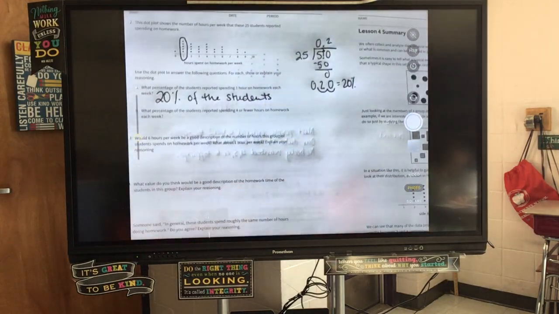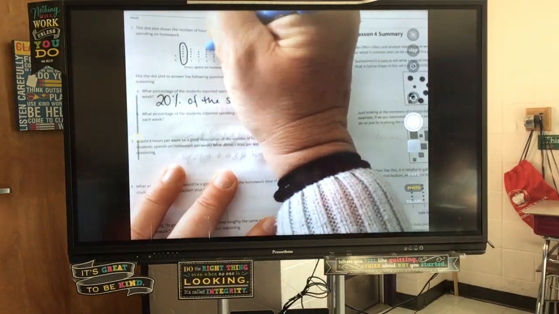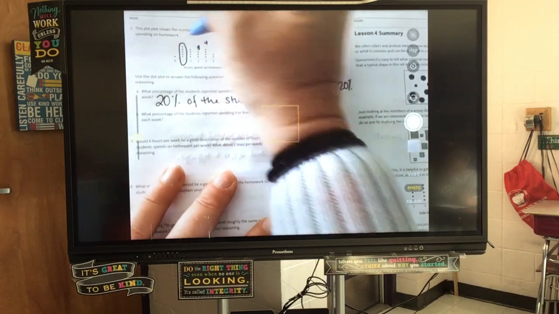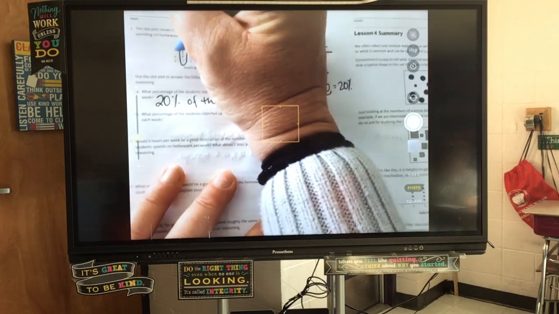Alright, what percentage of students reported spending 4 or fewer hours on homework? So 4 or fewer, so we're including 4. Isabel. Alright, so we have 1, 2, 3, 4. So 4, 3, 4, 5, and then 1.